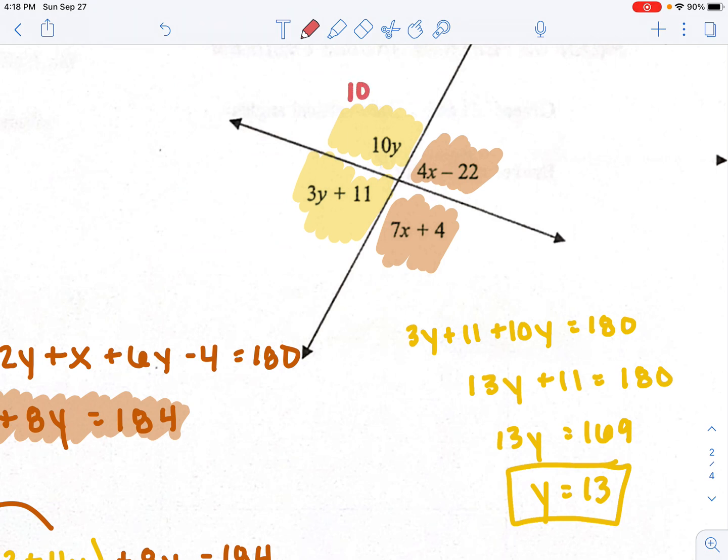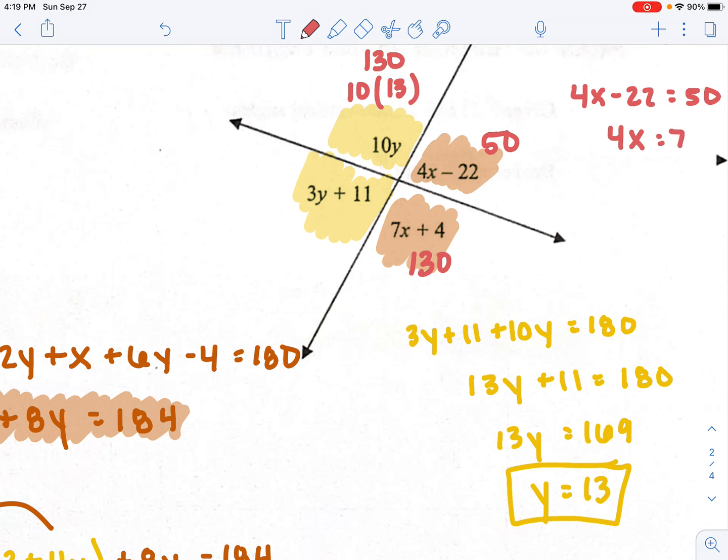I'm going to plug that y value in. So 10 times y, which is 13, is 130. If that's 130, that means this one's 130. It also means that this one's going to be 50 degrees. So we can set an equation: 4x minus 22 equals 50. I could add that 22 over, and I get 72. I can divide by 4, and I get that x equals 18.